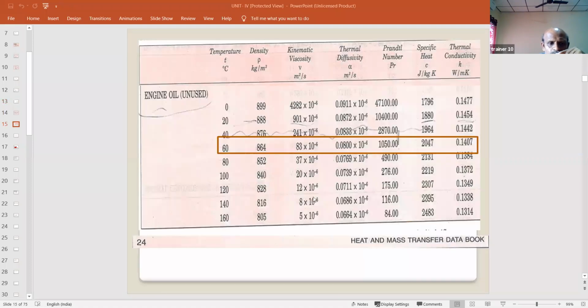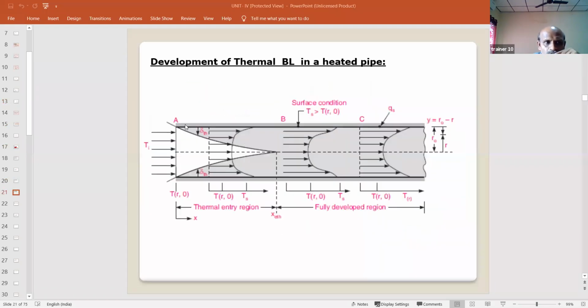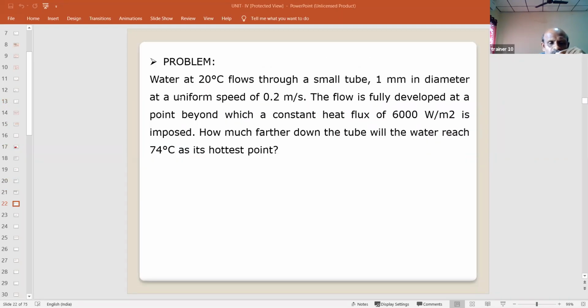Now we will solve some problems. I take down this problem. Water at 20 degrees centigrade flows through a small tube. That means internal flow, because the water is flowing through the tube. That's why this belongs to internal flow. The tube is 1 mm in diameter.